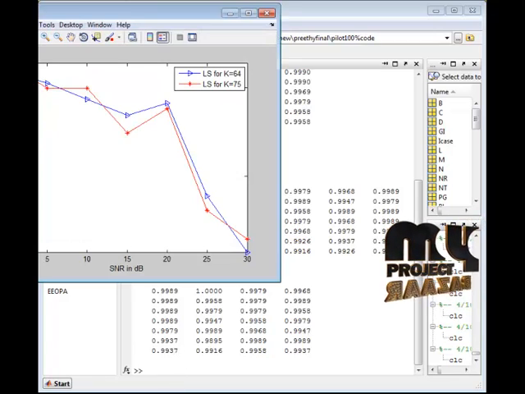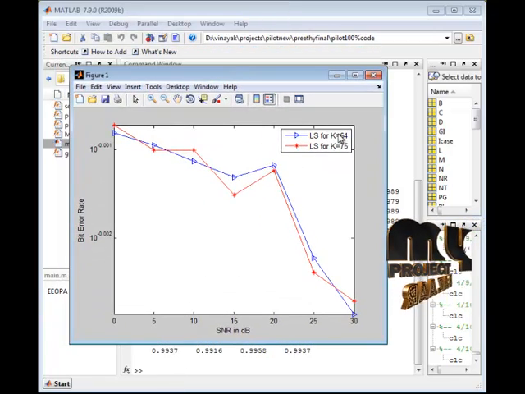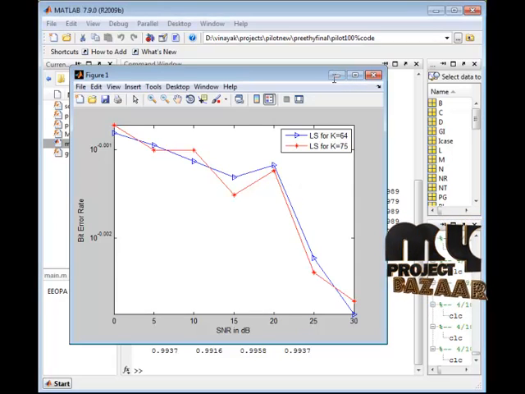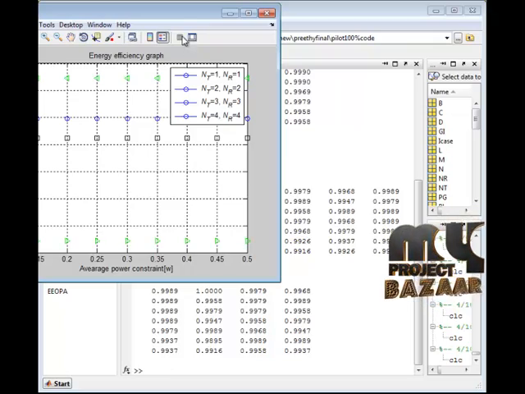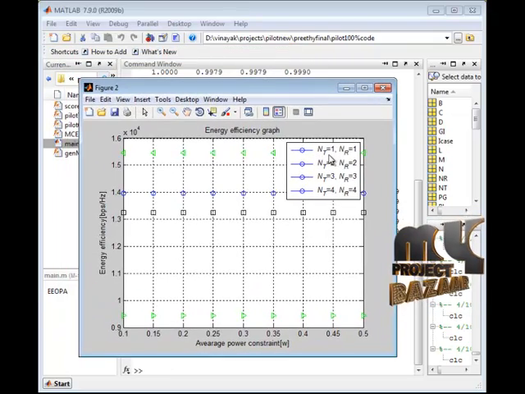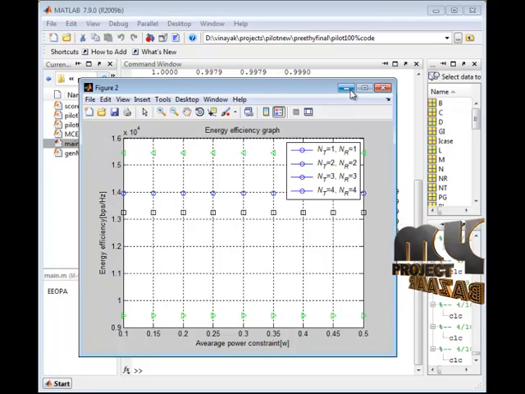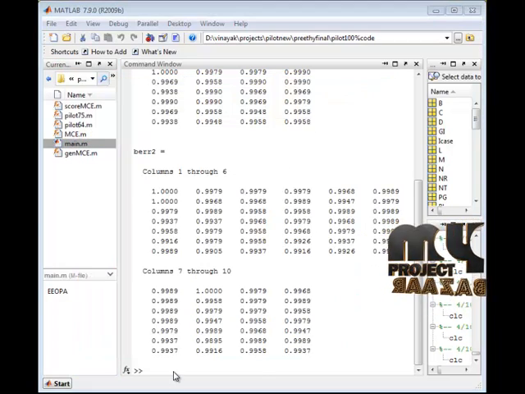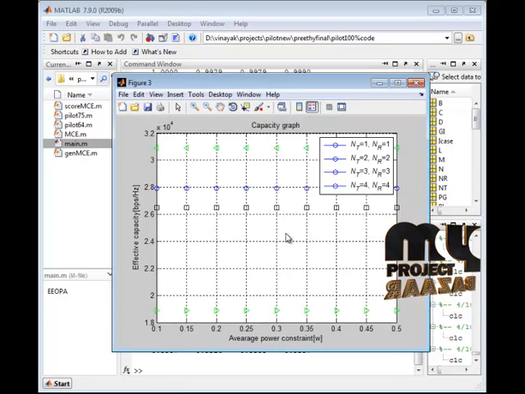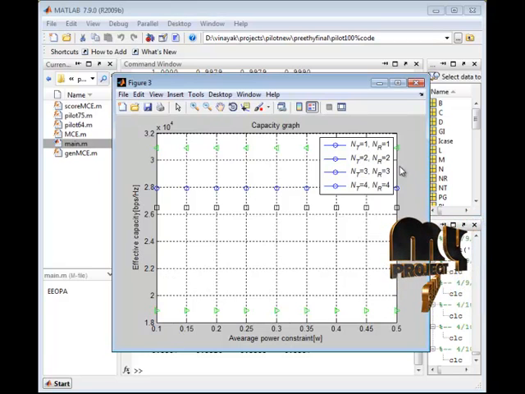Figure 1 shows the error rate performance for 64 pilots and 75 pilots for various signal to noise ratio values in decibels. In figure 2, the energy efficiency of the system is shown when the number of transmitters and receivers is varied from 1 through 4. For various power constraints, the energy efficiency graph is plotted here. Finally, the capacity graph shows the variation of average power constraint with capacity for the number of transmitters and receivers varied from 1 to 4.